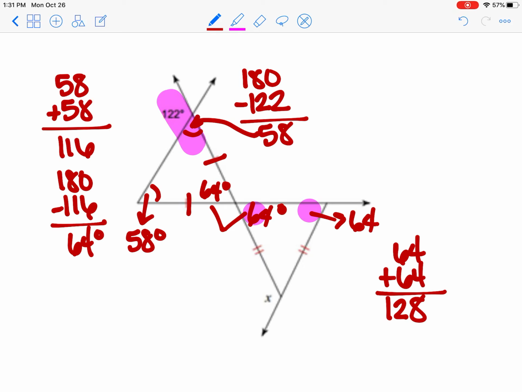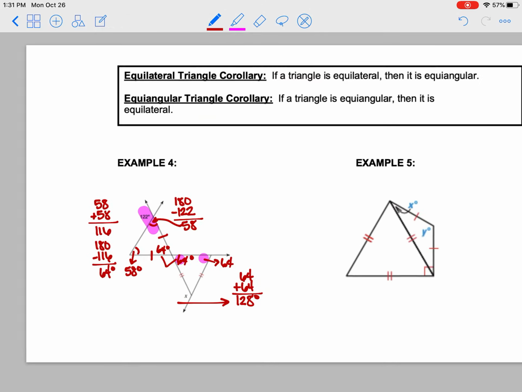Now, I could use my exterior angle theorem and save myself some time of adding and subtracting from 180 twice, because these two are in pink, my remote interior angles, they add up to my exterior angle, so I am actually done with X.